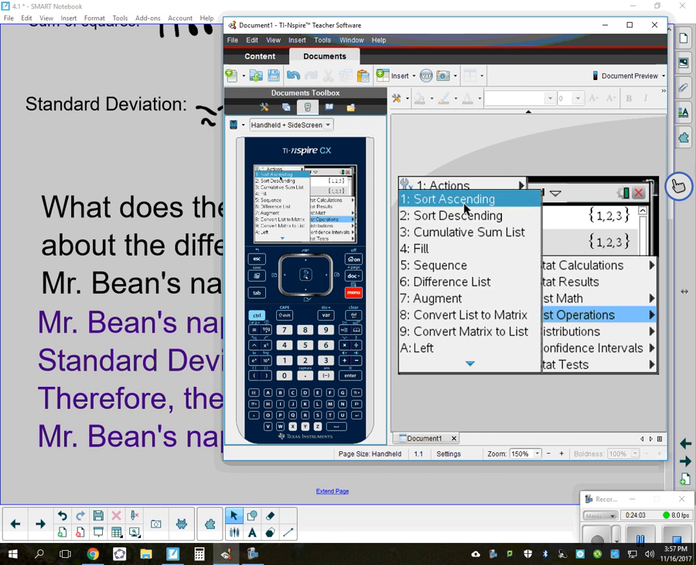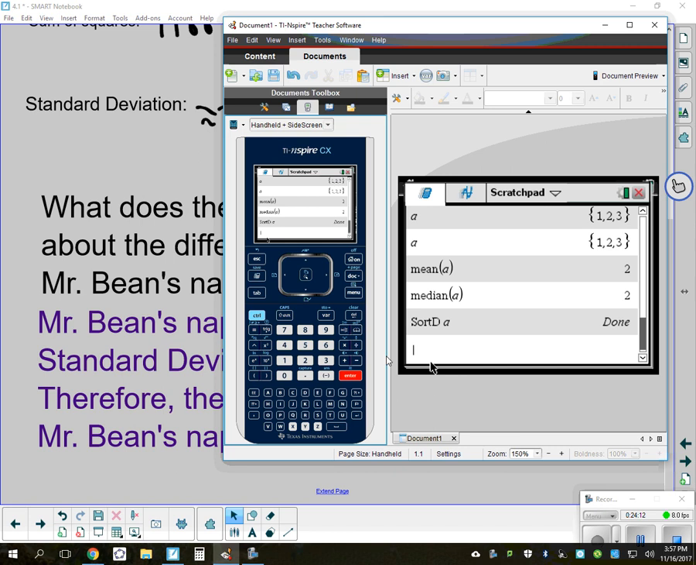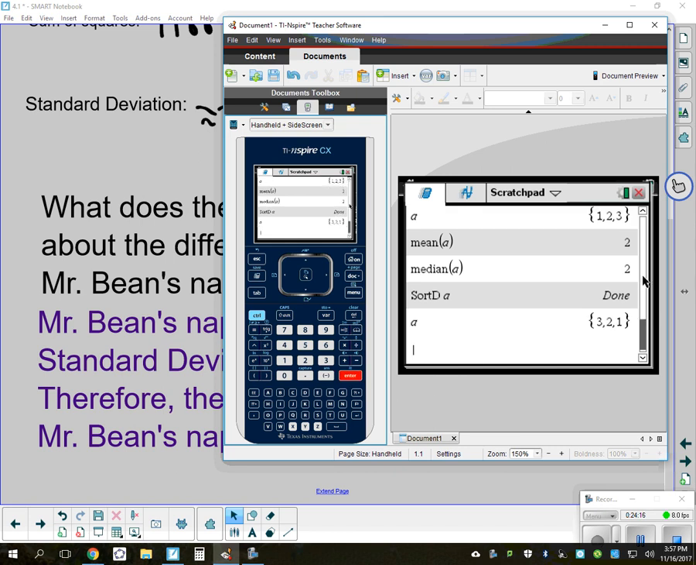Well, our list is already in ascending order, 1, 2, 3, so let me show you that you can do it to descending. And you just want to tell it what you want to sort. We want to sort list A. Now it already did it, so now if I type in A again, now it's going to give me that list back out in the other order.